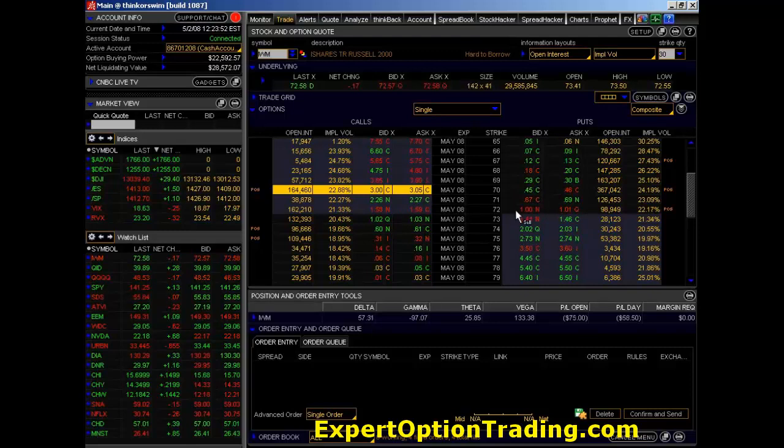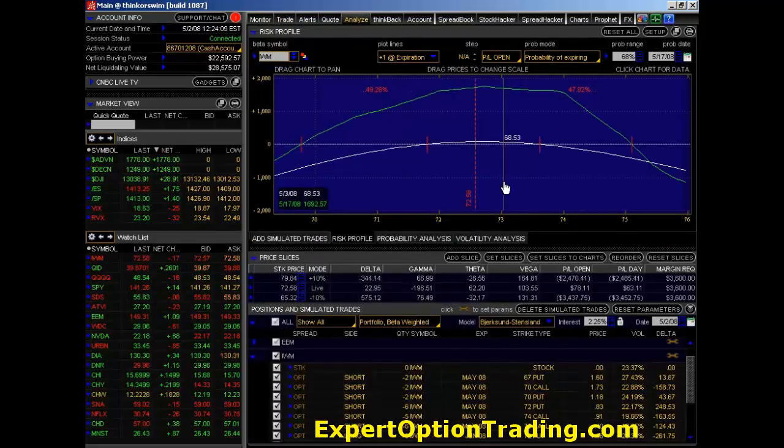The same thing on the put side. You can take a look at the 72 put here. It's a 1 penny spread. These spreads are so small that it makes it very easy to make an adjustment in your position and still have a profitable picture. So the IWM is actually an excellent vehicle for making adjustments.